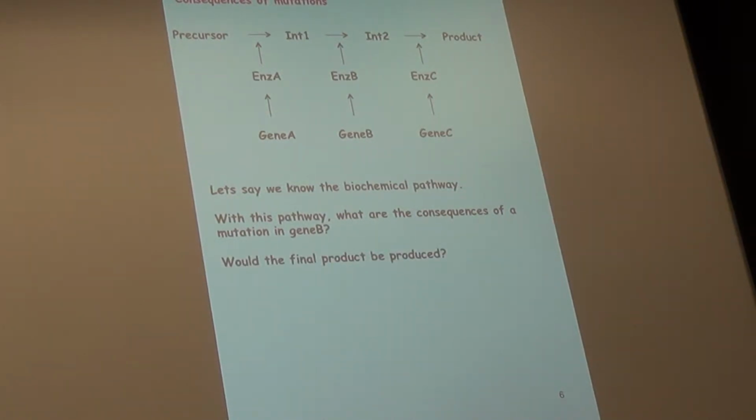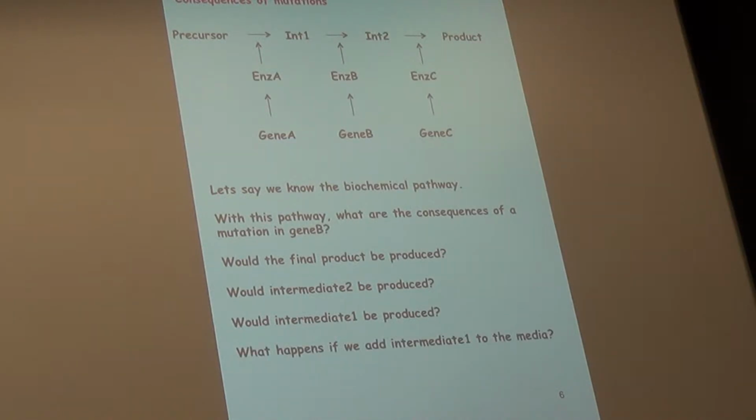Would the final product be produced? The answer is no. Would intermediate 2 be made? Would intermediate 1 be made? What happens if we add intermediate 1 to 2? So here's the next question that we're going to look at. So we have a mutation here. We have a roadblock over here.